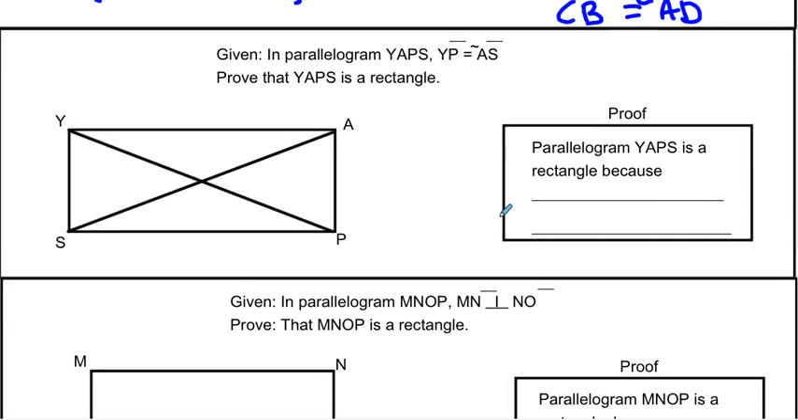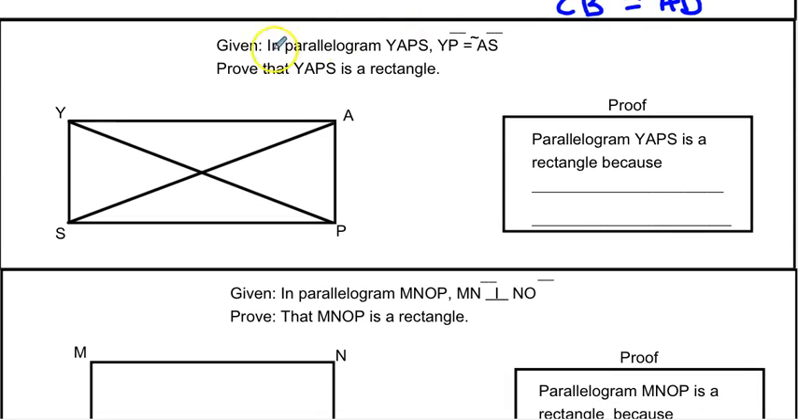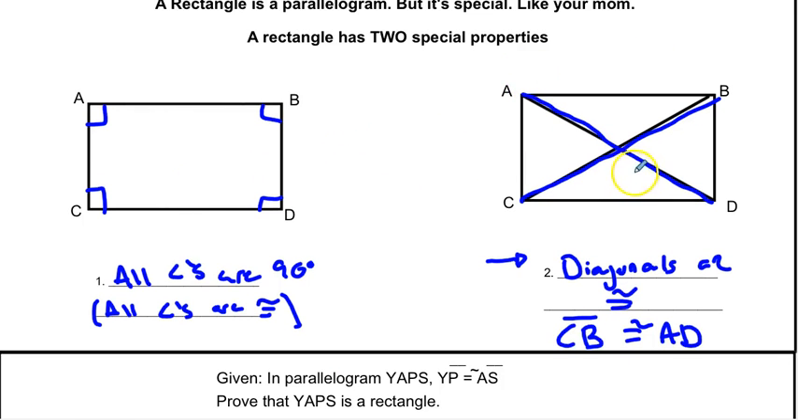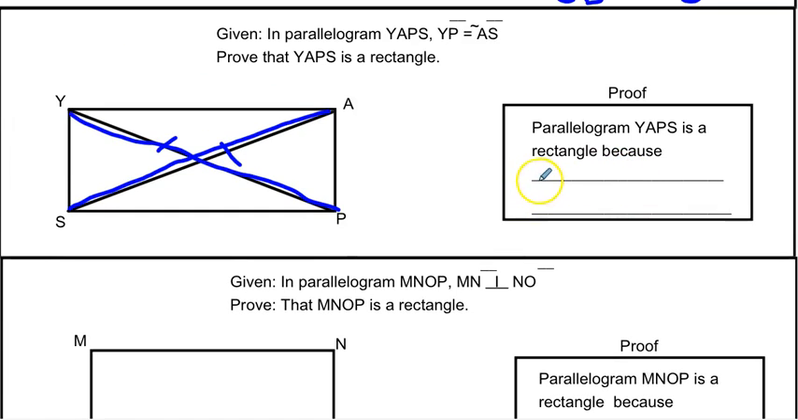Okay, so let's do some example problems with this. First, in parallelogram YAPS, we know that YP is congruent to AS. So this whole diagonal is congruent to this whole diagonal. How can I prove that this is a rectangle? Well, I know that parallelogram YAPS is a rectangle because, which property is this? Is it all angles are 90 or diagonals are congruent? I think you guessed it here. It's diagonals are congruent. So that tells me that this is a rectangle.